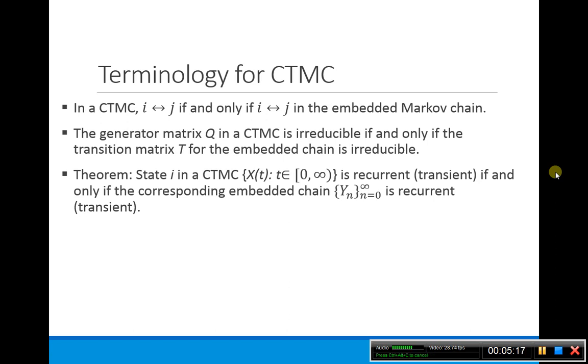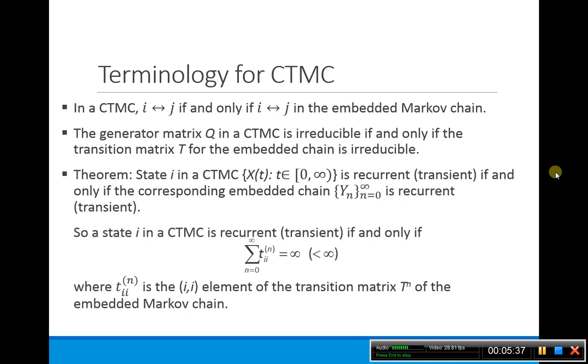So here we have a theorem. State i in a continuous time Markov chain is recurrent or transient if and only if state i in the corresponding embedded chain is recurrent or transient. So basically, if in your embedded chain state i is recurrent or transient, then you also have the same thing in your continuous time Markov chain. State i is recurrent if and only if the sum of the T^n, the ii element raised to the nth power, is equal to infinity.